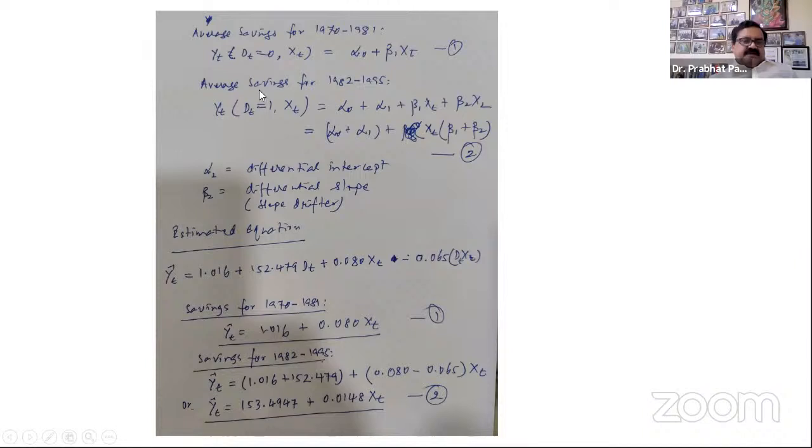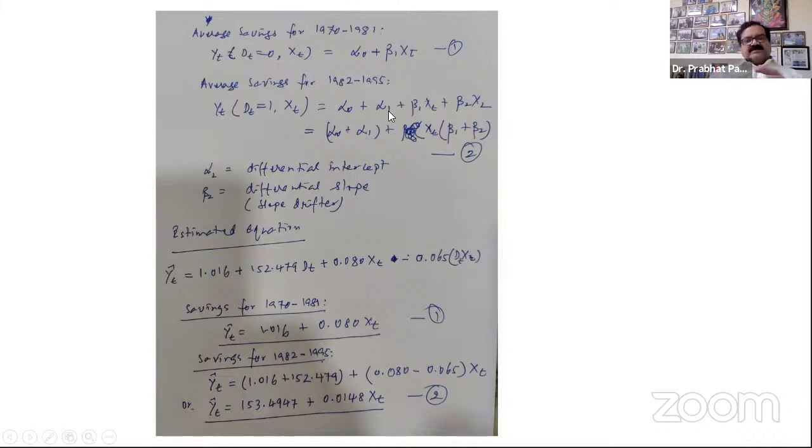And for 1982 to 95, if you want to find out, then we have to put dt equal to 1 in the equation. So if you do that, then you're left with alpha 0 plus alpha 1, beta 1 xt plus beta 2 xt. And this means that you're going to have alpha plus alpha, both the intercepts added together, plus the variate beta 1 and beta 2 added together. So this is going to give you the second regression equation.